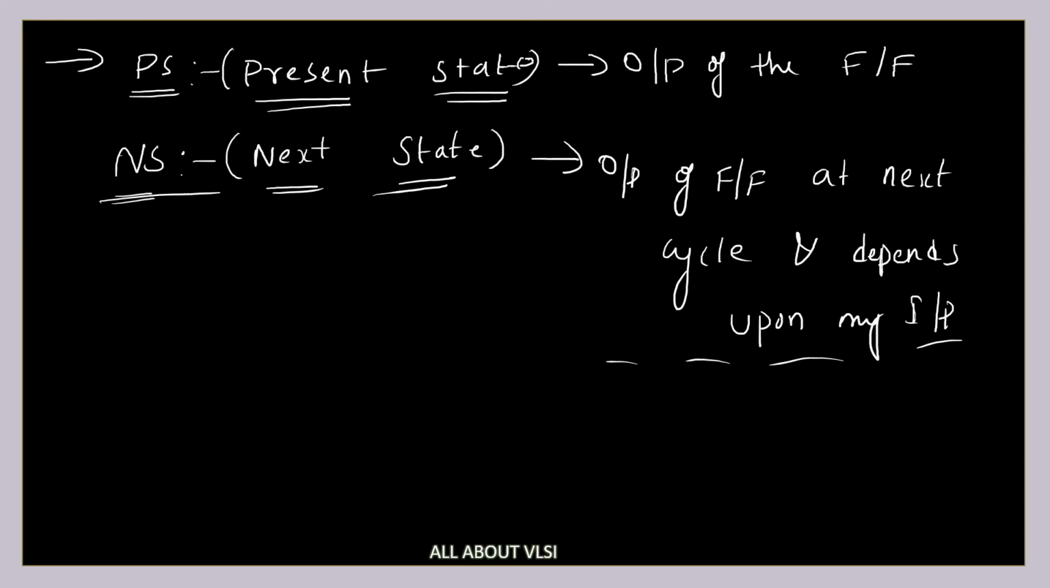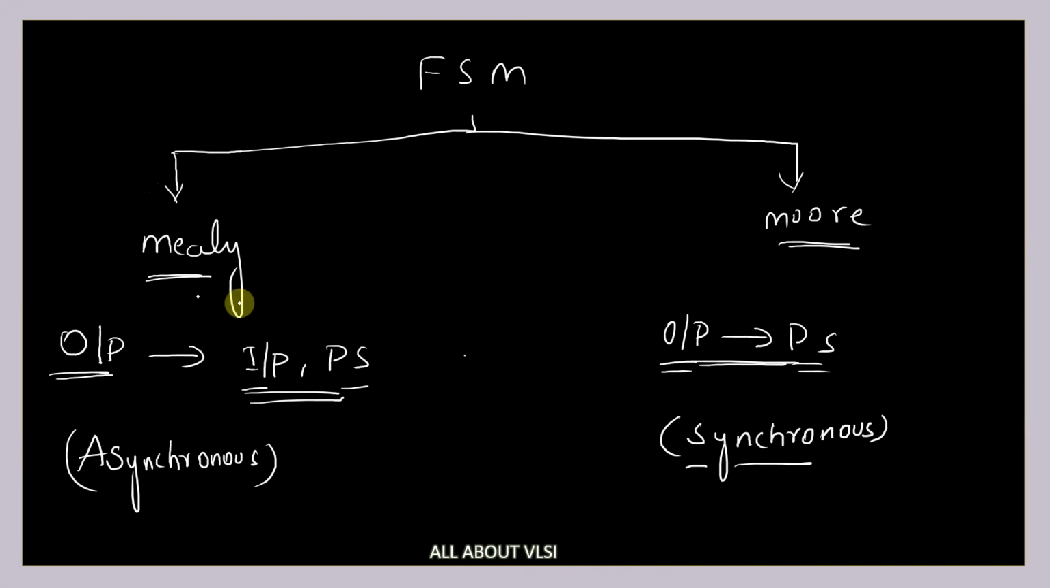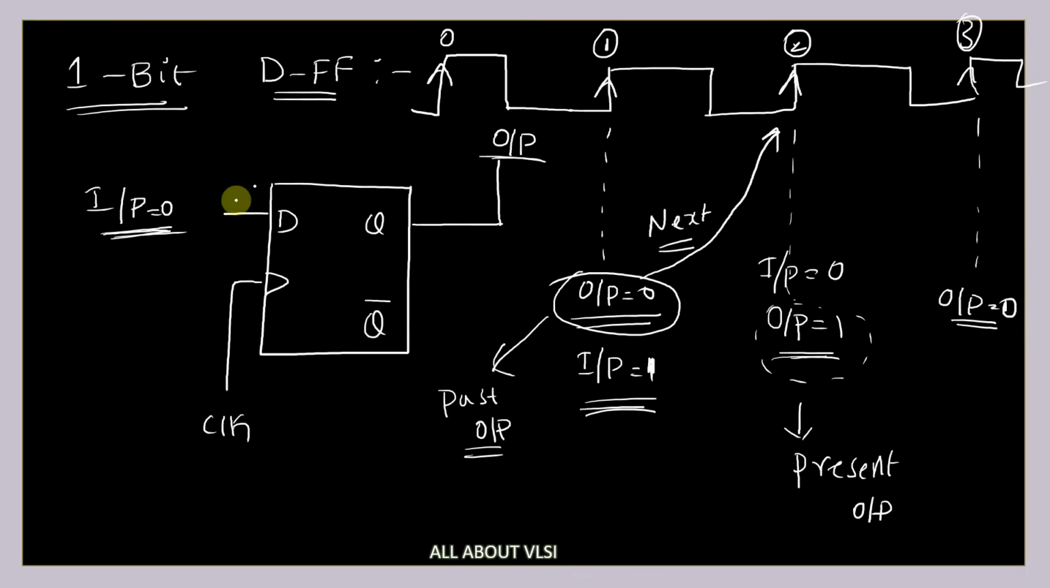So yeah. Now, coming back to my Mealy FSM and Moore FSM, here output is dependent upon input as well as present state. Present state is nothing but the exact output of your flip-flop. And in Moore, output is only dependent upon the exact output of your flip-flop. So that is nothing but my present state. Next state we don't want for determining my output. Now, let's try to understand your Mealy.